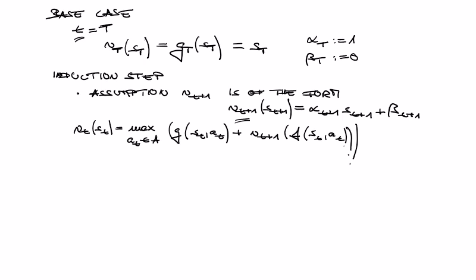And now we assume here that this function is actually of this form alpha_{t+1} S_{t+1} plus beta_{t+1}. So we substitute that into our maximization problem.